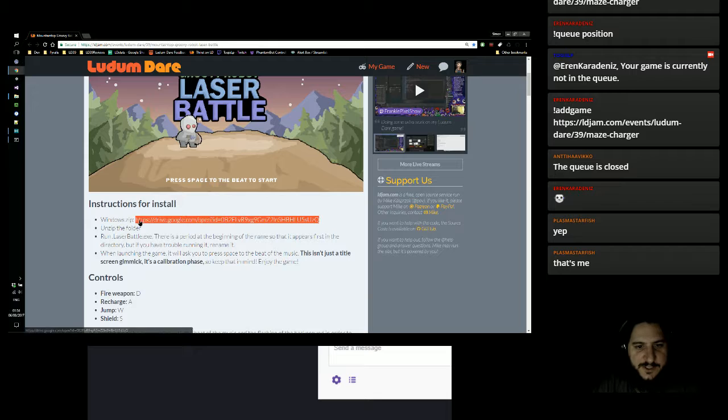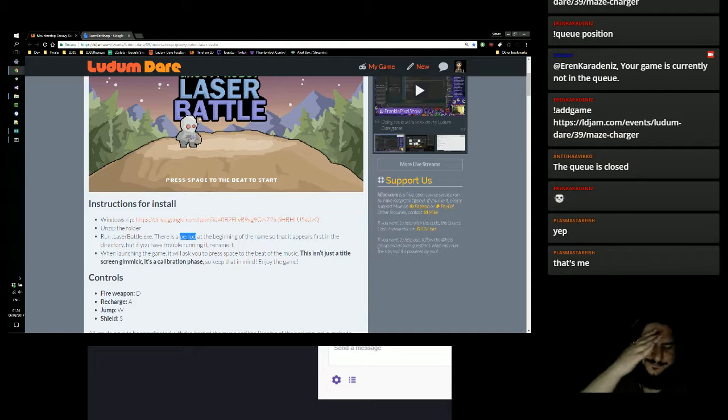Instructions for install: Windows zip, unzip the folder, run laserbattle.exe. There is a period at the beginning of the name of the game, so it appears first in the directory, but if you have trouble running it, rename it. Okay, there's a period. When you say period, because I'm tired, I'm thinking about the French word, which means a space of time. But you actually mean the character.